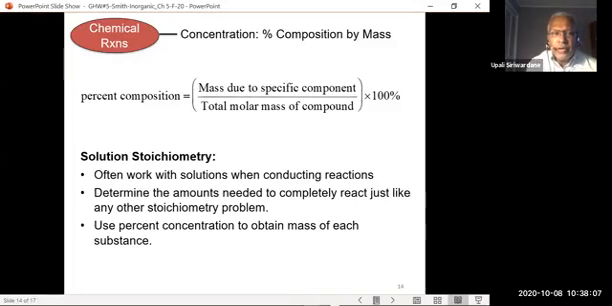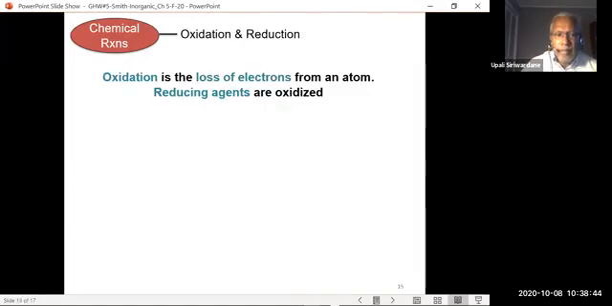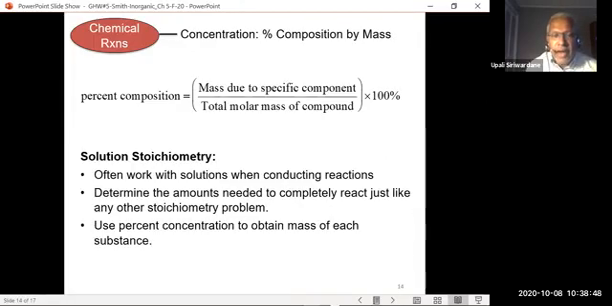Now, when you do solution stoichiometry, that means using a solution which has water as a component, an aqueous solution. You need to convert the solution concentration to moles of reactants. Use the percent concentration to obtain the mass of each substance. That percent composition is sometimes used. Sometimes we use molarity, which is moles per liter. If you know the liters of solution, you can calculate the moles of material, converting molarity to moles. Then use those moles in the stoichiometric calculation.